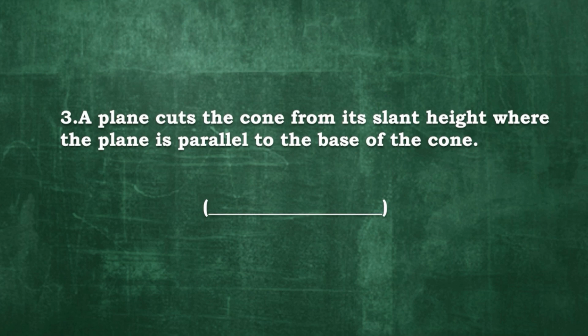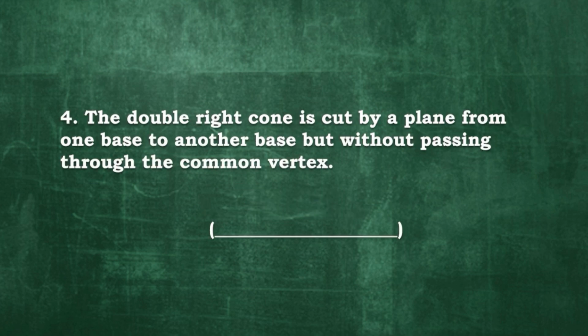Number 3. A plane cuts the cone from its length height where the plane is parallel to the base of the cone. The answer is circle. Number 4. The double right cone is cut by a plane from one base to another base, but without passing through the common vertex. The answer is hyperbola.